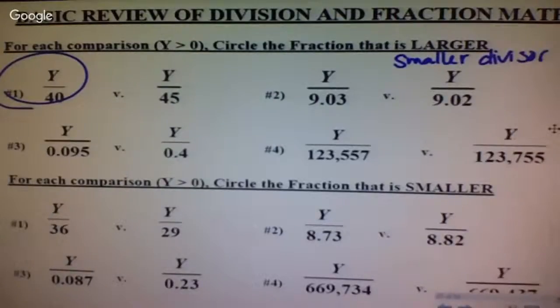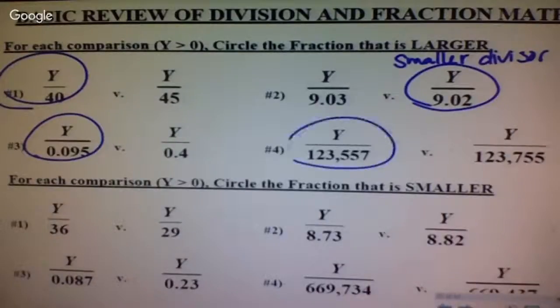So what would I want in number 2 then? 9.02. 9.02 will give me a larger number. What would I want in number 3? The first one. And what would I want in number 4? The first one. Okay, I would want that first one.